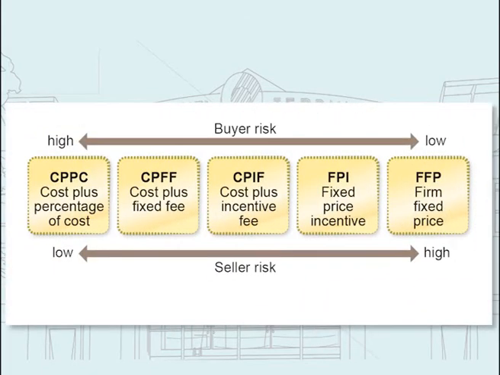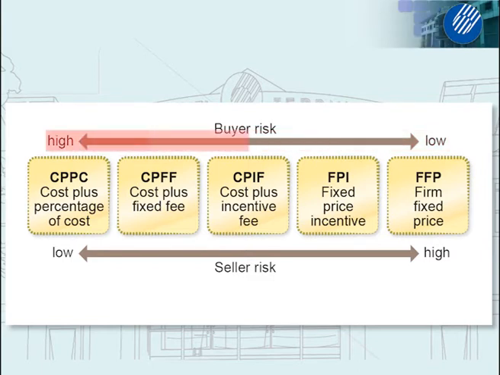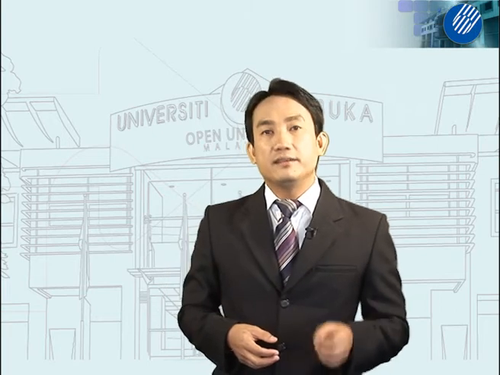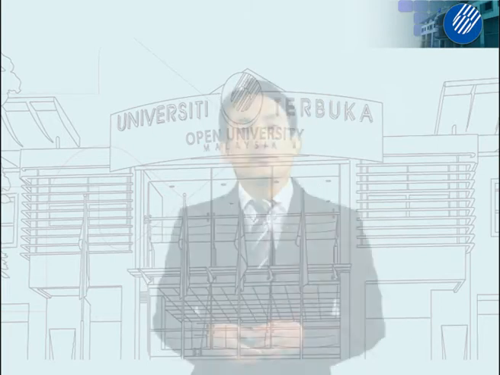If you look at the diagram, a buyer will have a low risk if they go for a fixed price contract, but high risk for cost plus percentage of cost. Meanwhile, a seller normally has the opposite risk, where they will have a high risk if they go for fixed price. As I mentioned earlier, they will bear any additional cost incurred besides the original cost.